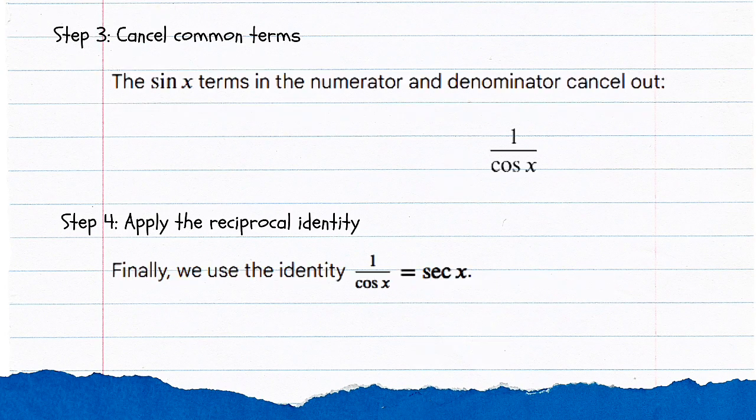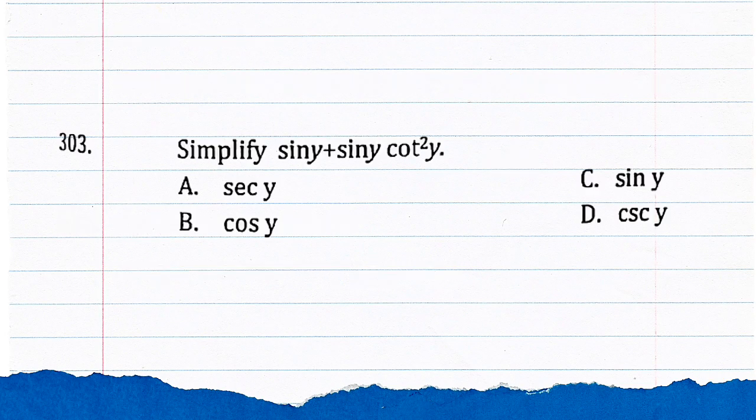Step 3 is cancel common terms. Since the sine x terms in the numerator and denominator are cancelled out, we are left with 1 over cosine x. Our step 4 is to apply the reciprocal identity. Since the reciprocal identity of 1 over cosine x is equal to secant x.